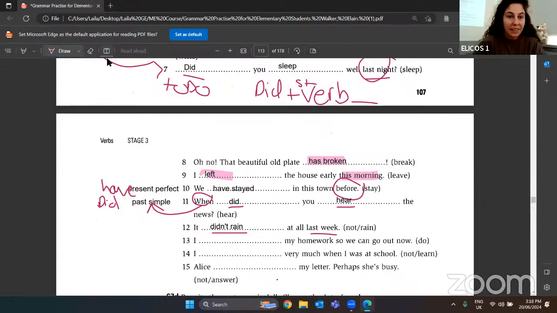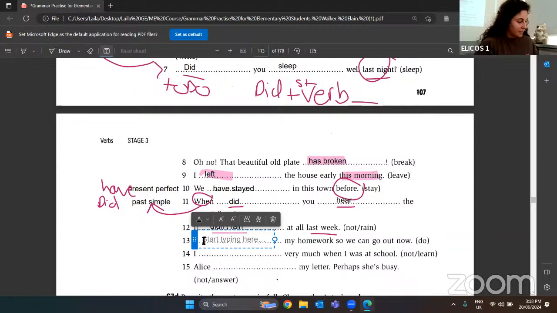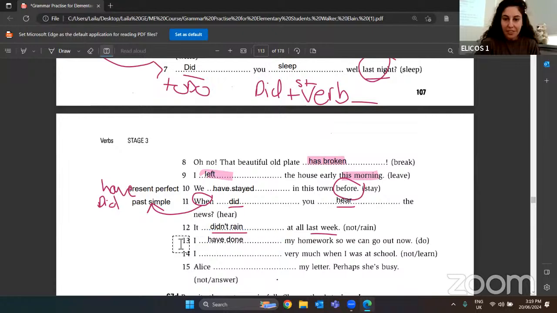Okay, number 13. I have done my homework, so we can go out now. I have done. It doesn't say when, so I have done my homework. So let's go out now. It just recently finished.